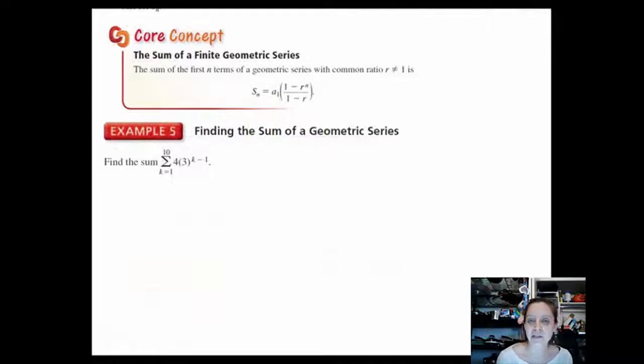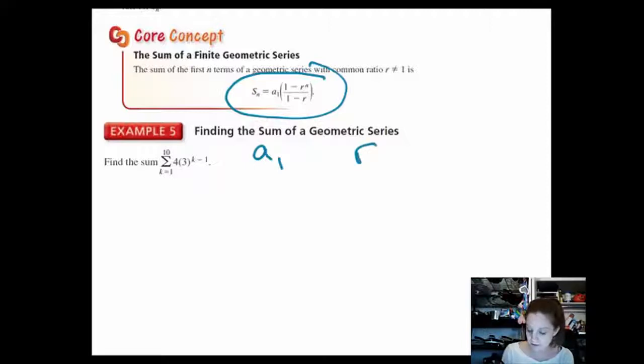Example 5, finding the sum of a geometric series. Find the sum of, and we have summation notation. So we are adding the first 10 terms, k equals 1 through k equals 10. You could line those all up and add them, or we could use this formula. And for the summation formula of a geometric series, we need a sub 1, r, and r to the nth power.